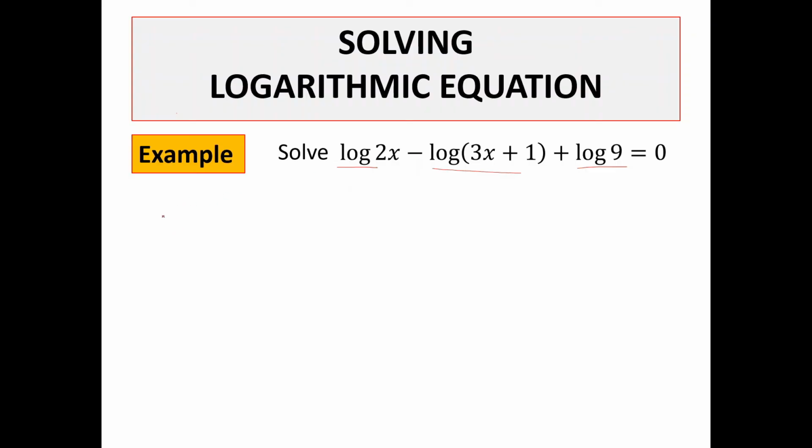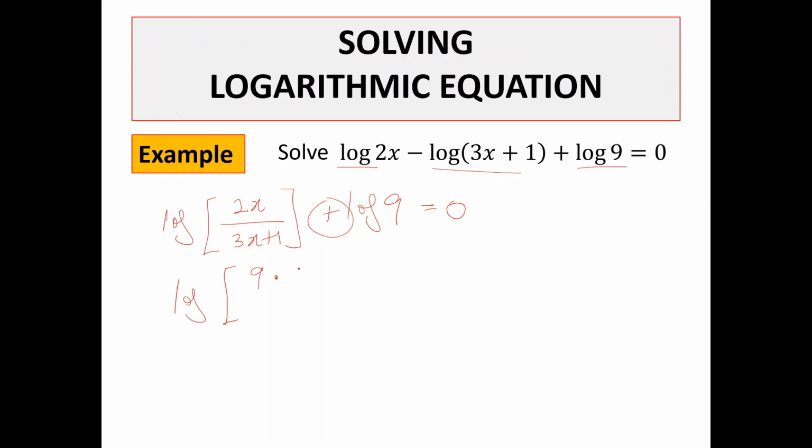So we can have here log of 2x divided by (3x plus 1), applying law number 2, plus log 9 equal to 0. Now we apply law number 1 because we have addition here. So log of 9 times 2x over (3x plus 1) equal to 0.